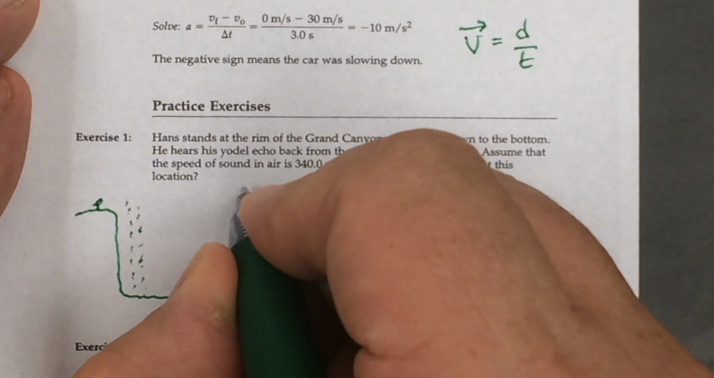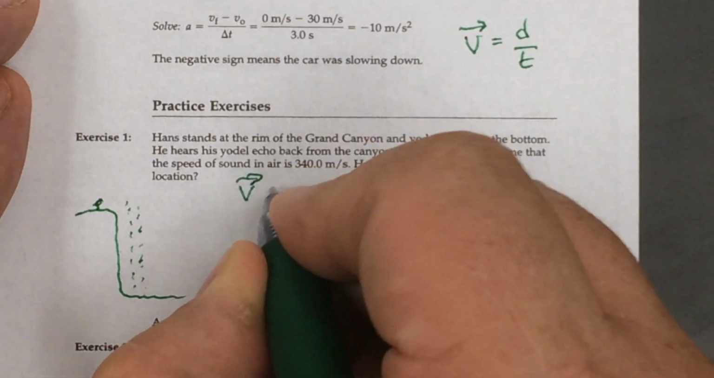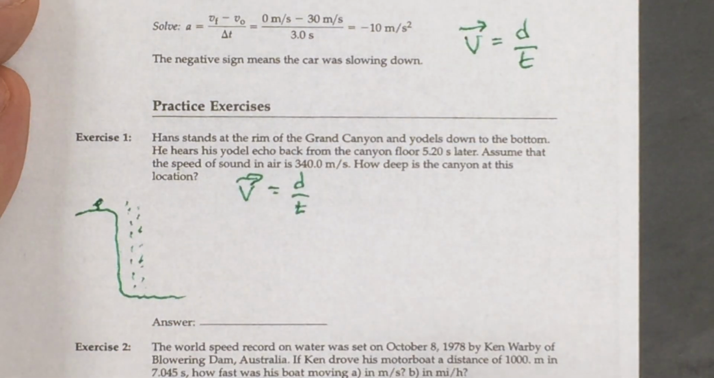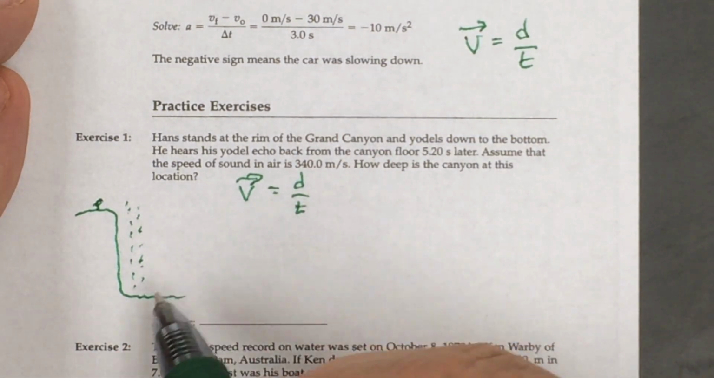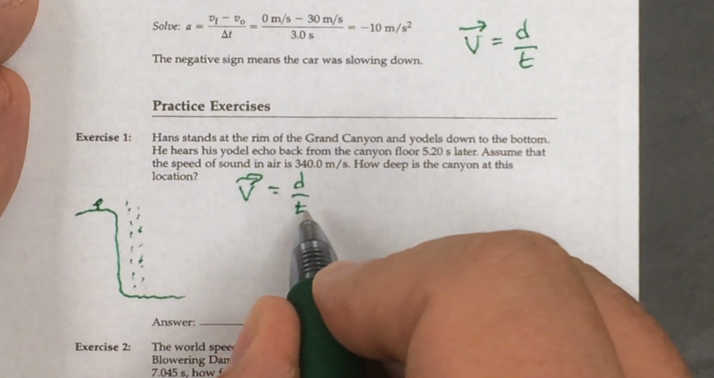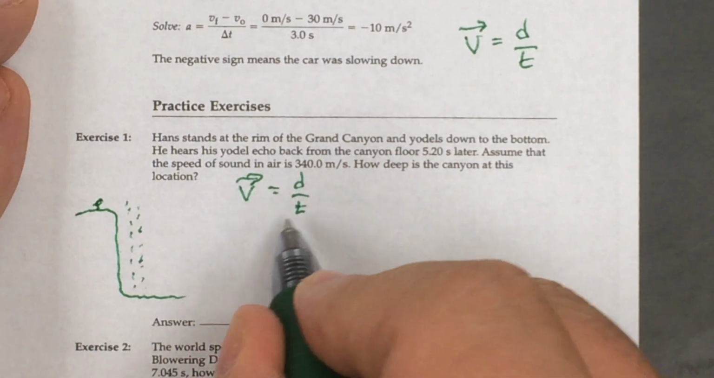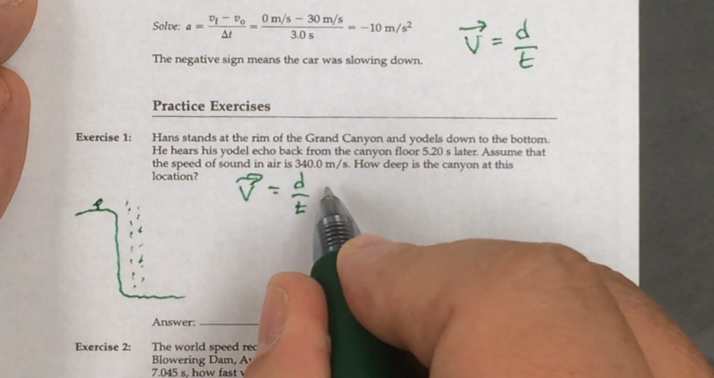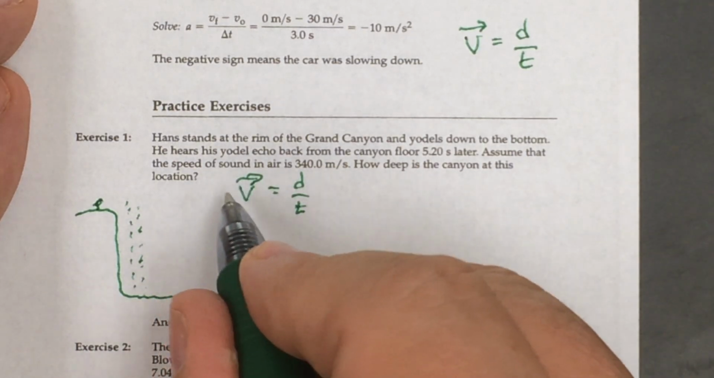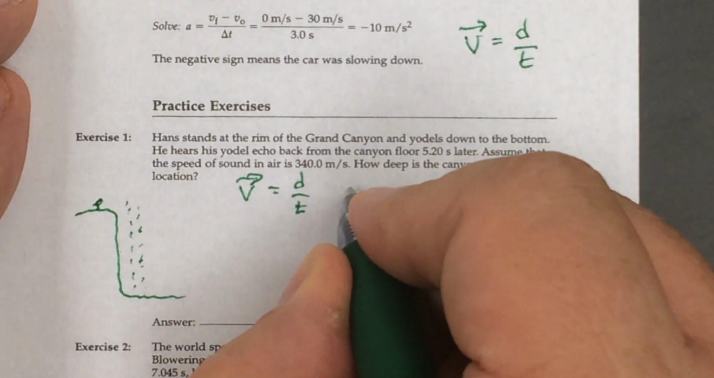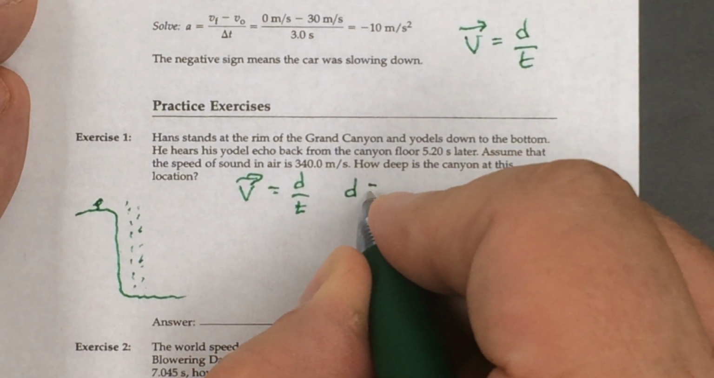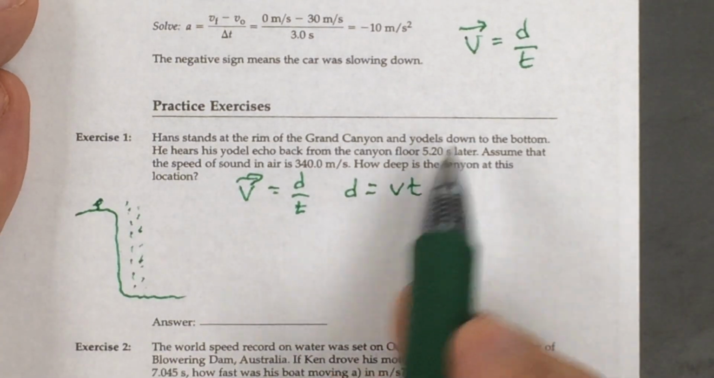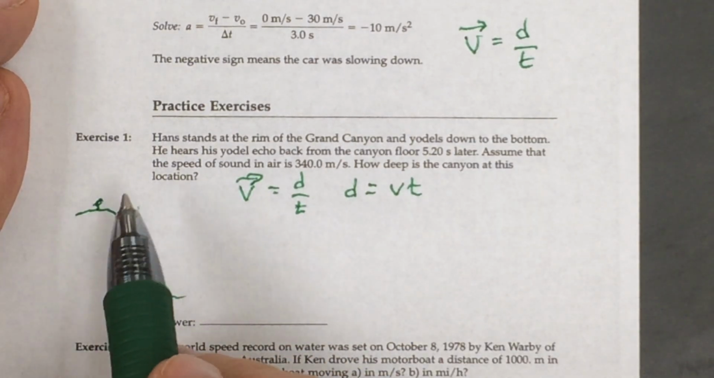So let's write the formula. V, velocity, equals distance over time, and that's one that I would like you to memorize. And now I'm going to solve for D because they're asking the distance to the bottom of the canyon. So I get D by itself. Let's remove T from the other side. It's being divided here. So if I multiply it on both sides, it'll cancel on this side and be on the top on this side, and you'll get distance equals velocity times time. We're going to use half of this 5.2 since it's going to go down and come back up.